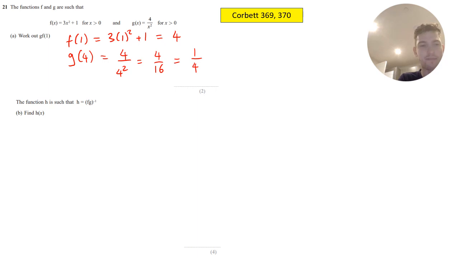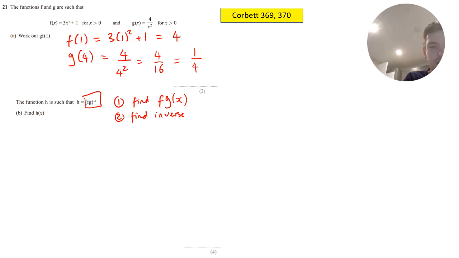Part B, there's a really tricky one here. The function h is such that h is fg inverse. Find h of x. Okay, so what does this thing here mean? Well, the first thing that I need to do, my first step, is before I find the inverse function, I need to find what the function fg of x actually is. Once I've done that, then I'm going to find the inverse of this function here. So, first step, fg of x.